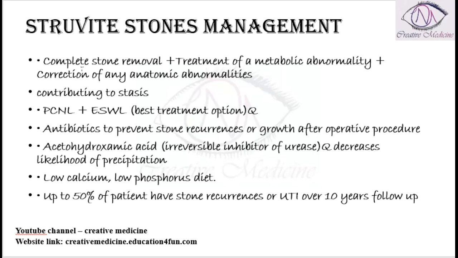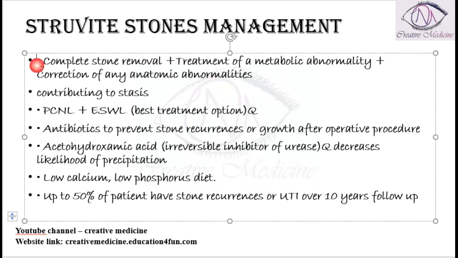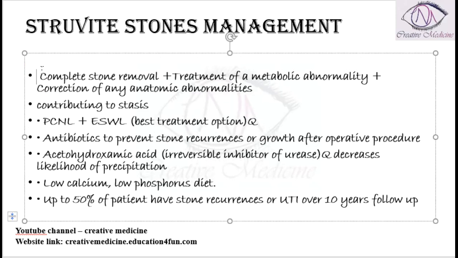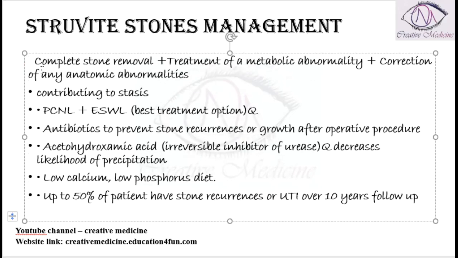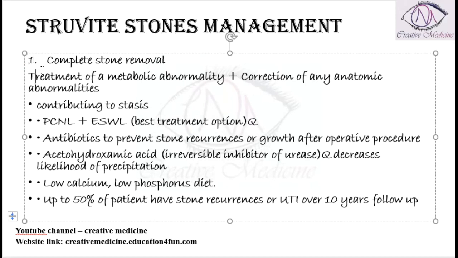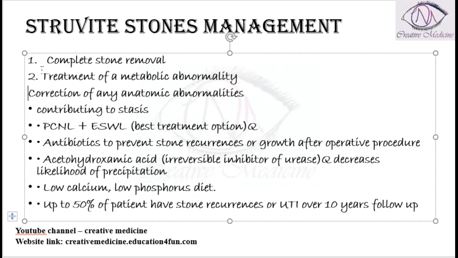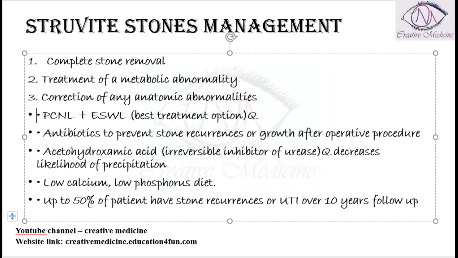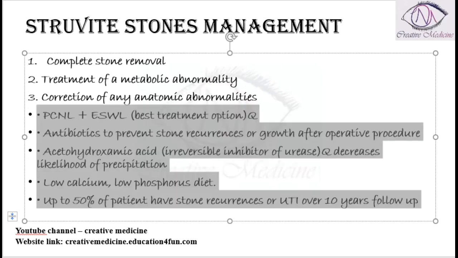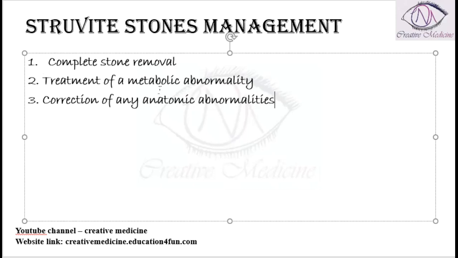Then, management of struvite stones. If there are struvite stones, first and foremost, we should try to remove the struvite stones completely. This is the first step. Second, you should treat the metabolic abnormality, if any. Third, you should correct the anatomical abnormalities. So these are the main things. First, completely remove the stone. Second, treat the metabolic abnormality. Third, correct any anatomical abnormalities that are present.